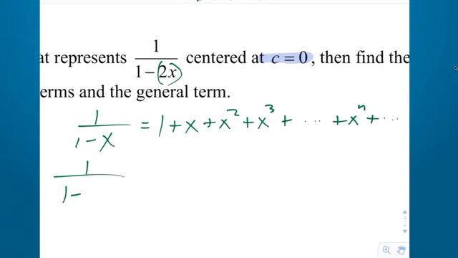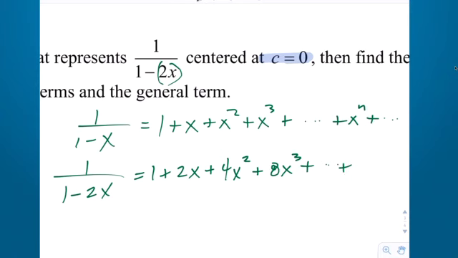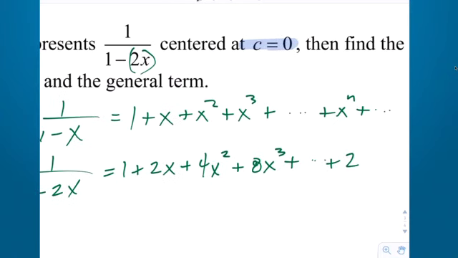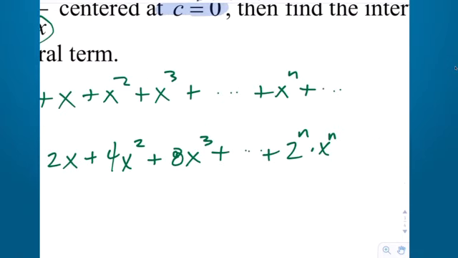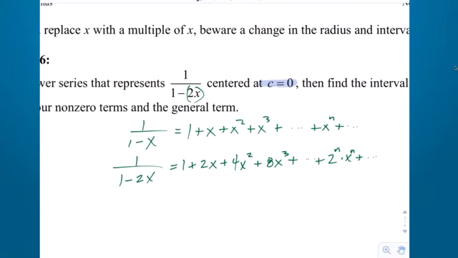And now 1 over 1 minus 2x, you're going to get 1 plus 2x plus, if you want to square the 2 and call it 4x squared, that's fine. 2 to the third would now be 8x to the third plus dot, dot, dot. Now, if you do it that way, you're going to probably want to separate this as 2 to the n, x to the n. And that's how the multiple choice answer would probably be written. 2x quantity to the nth would be 2 to the n, x to the n.